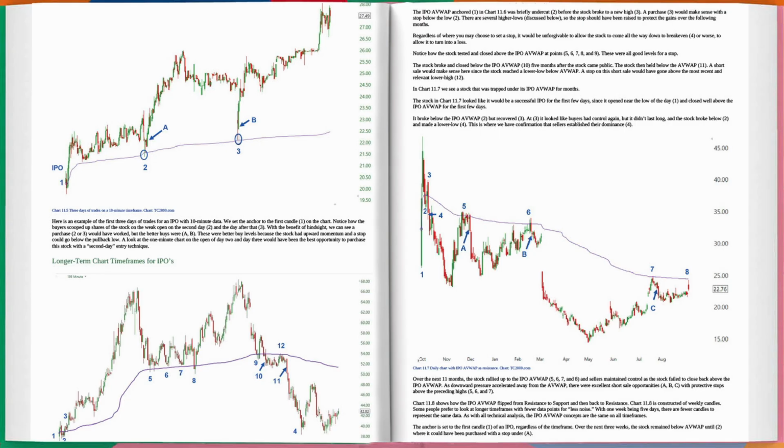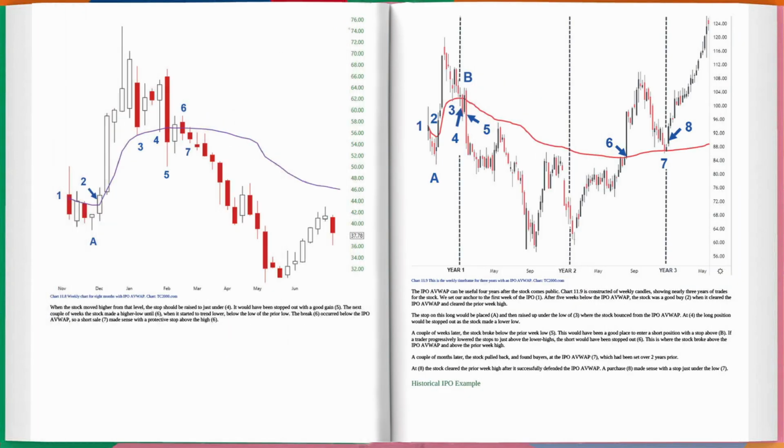Over the next 3 weeks, the stock remained below AVWAP until (2), where it could have been purchased with a stop under A. As the stock progressed higher, it found buyers on pullbacks to the IPO AVWAP (3 and 4). When the stock moved higher from that level, the stop should be raised to just under (4). It would have been stopped out with a good gain (5).